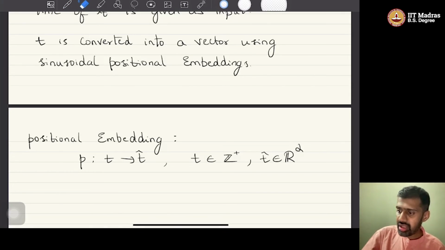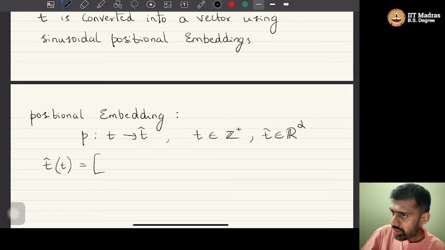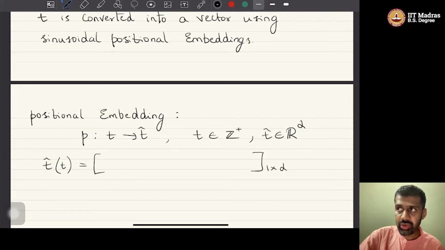How is that done? There are multiple ways to do this. In the particular case called sinusoidal embedding, we have t cap evaluated at a particular t given by a vector. This vector is in d dimensions. This is a 1 cross d dimensional vector, because that is what we are looking for. This is given by a particular expression that is derived using the harmonics of sines and cosines. Let me just write that down. This is also called the sinusoidal positional embedding. In fact, this is the same positional embedding that would be used in a transformer as well. So, we will look at this when we look at the transformer.